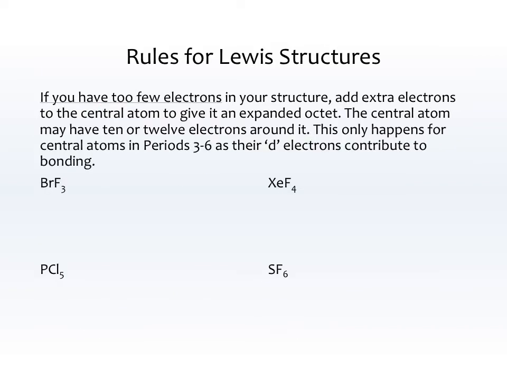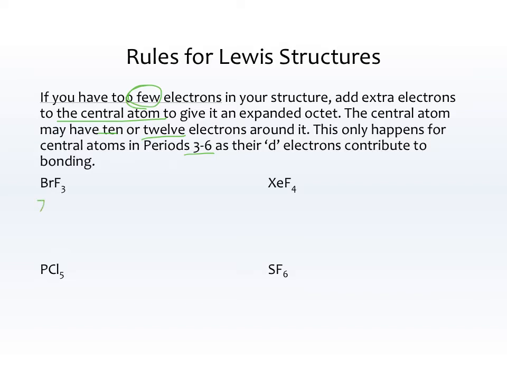Rule 5. If you have too few electrons in your structure, add extra electrons to the central atom to give it an expanded octet. The central atom may have 10 or even 12 electrons around it. This only happens for central atoms in periods 3 through 6, as their d electrons contribute to bonding. So atoms in period 2 don't have any d electrons, so they will never form expanded octets. So here we are with BrF3. That's our first example. Flip back to your examples page.